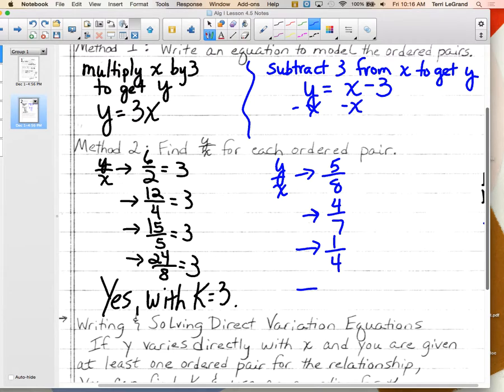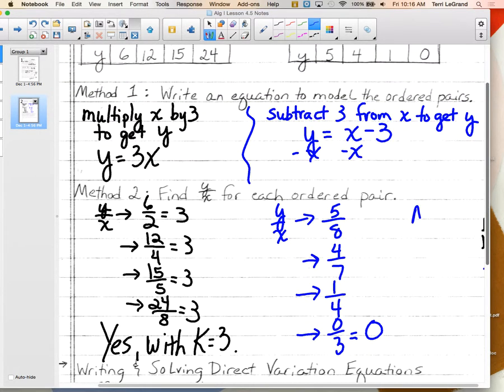And the next one is 0 over 3. Well, 0 over 3 we can simplify. What's 0 over 3? 0. Okay, do we get the same constant every time? Nope. So we're going to say not direct variation. And if it's not direct variation, we can't identify a k value because there isn't one. So this one does not represent direct variation.